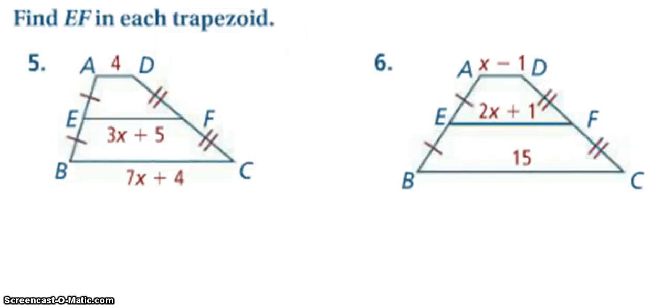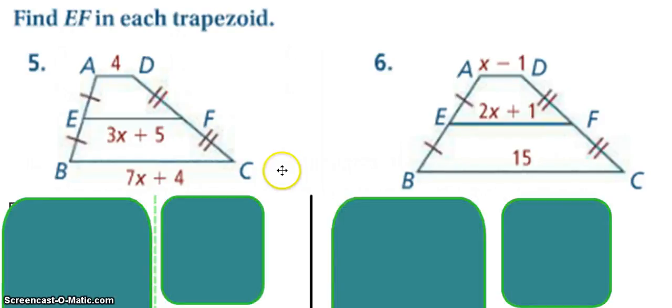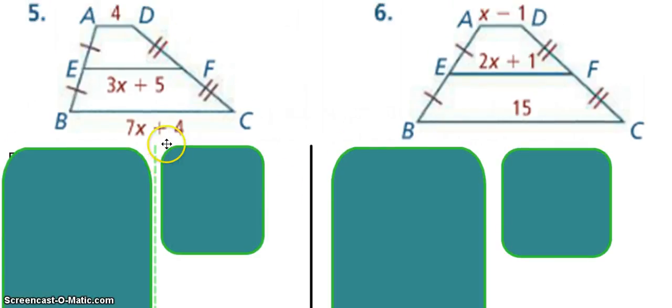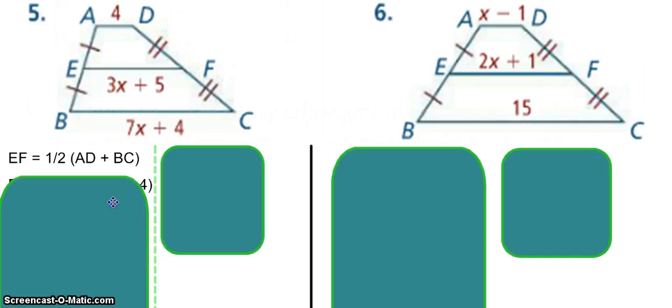Pause the video and do 5 and 6 on your own. I'm going to come back and quickly go through the work, so please do this on your own so you know you're able to. Alright, like I said, I'm going to quickly go through this. So, we know that EF, our mid-segment, is going to be equal to half the sum of the bases. So I set up my equation there.